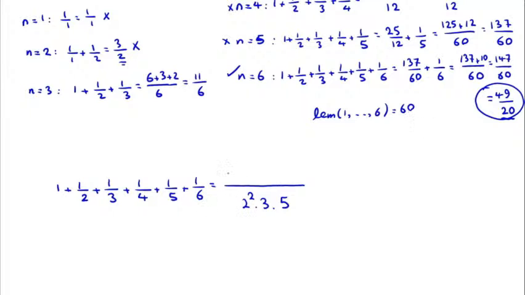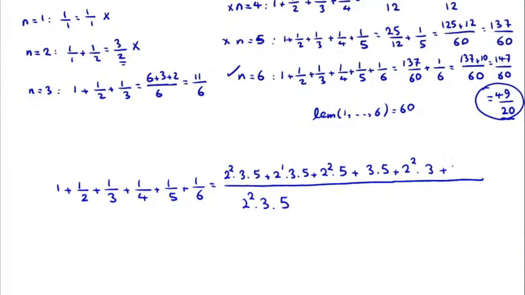Let's check, can we divide by 2? If we check the numerators, first, second, third. The first one is 2 squared times 3 times 5. The second one is 2 to the 1 times 3 times 5. The next one, for 3, is 2 squared times 5. For 4, it will be 3 times 5. For 5, it's 2 squared times 3. For 6, it will be 2 times 3 times 5.